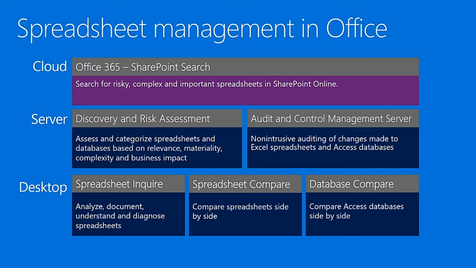So in the cloud, if you have SharePoint Online and you're using it and you have spreadsheets in there, the search is actually smart about spreadsheets. So the SharePoint indexer will go through and it understands how many formulas you have in your spreadsheets. It understands if you have links in your spreadsheets. It knows how many unique formulas are in your spreadsheet.